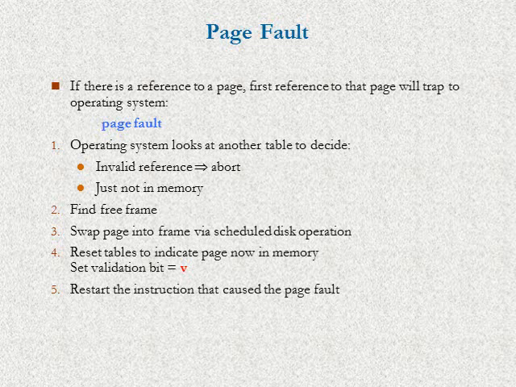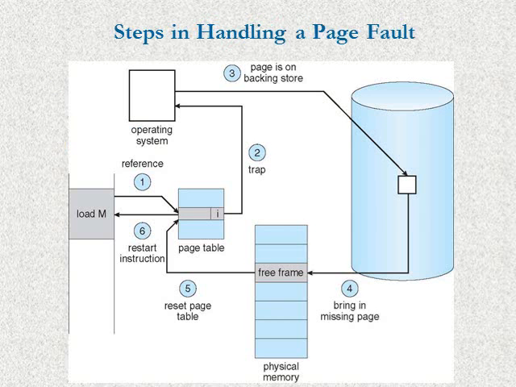So programmers can write down their set of instructions in a usual contiguous fashion, and everything from the loading to the actual execution is now dependent on the operating system. Here we have a diagram showing different steps that are involved in the handling of a page fault.